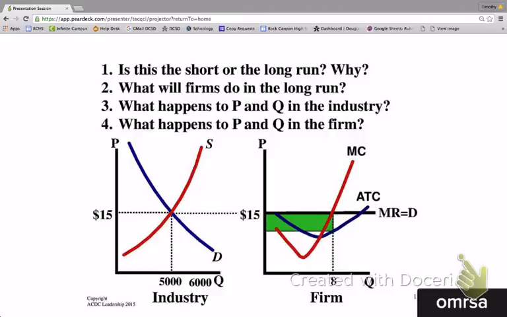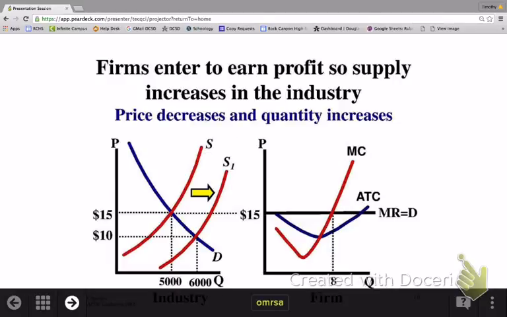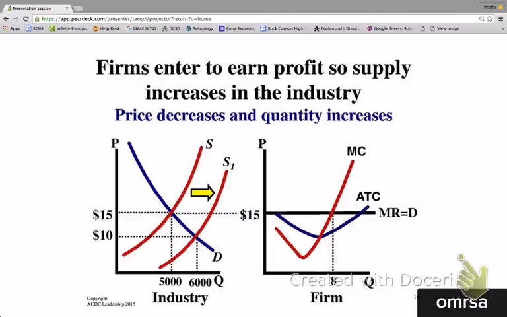And what will happen to the price and quantity in the industry? Well, as firms enter the industry, profits will continue to go down as a result of that. Firms will enter to earn profit. So what does that do to the supply curve? It shifts the supply curve to the right because there are more producers. So the supply will increase.